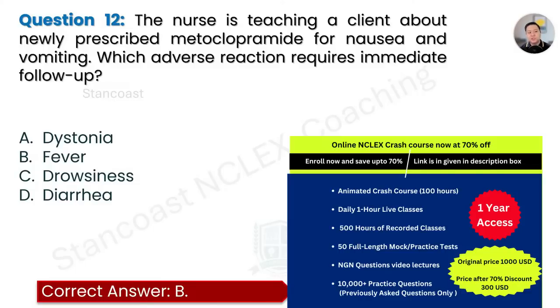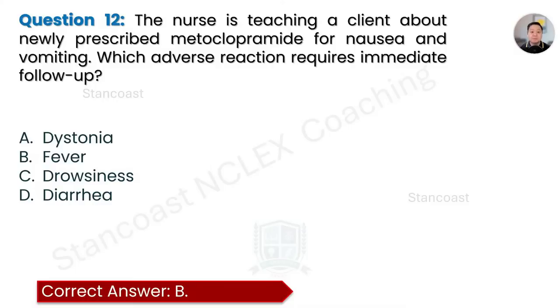Now, in order for you to select the correct option in this question, you need to prioritize the symptoms that suggest life-threatening complications such as fever with muscle rigidity, especially that we are talking about metoclopramide.